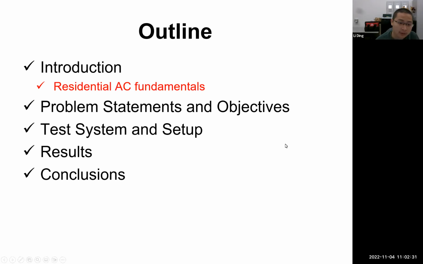So here is the outline. The first part is the introduction. Because this is not a traditional academic presentation, the residential AC fundamentals are added to help you understand the presentation better. The second part is problem statements and objectives. Then we will show our test system and setup. Next is the results. And finally, we will give some conclusions.